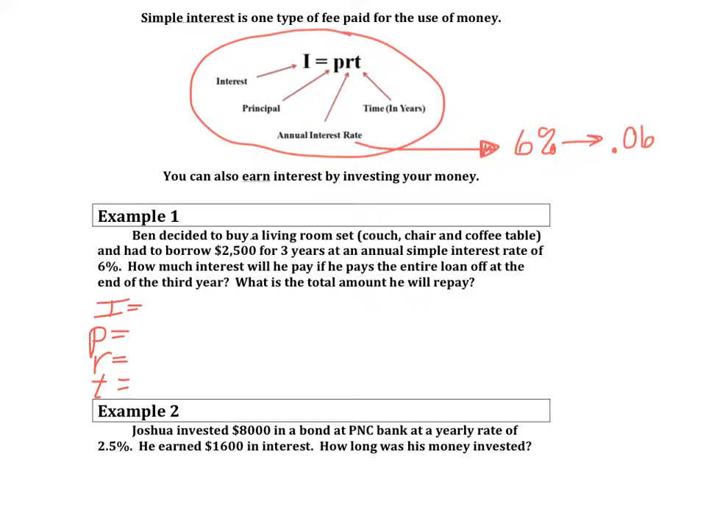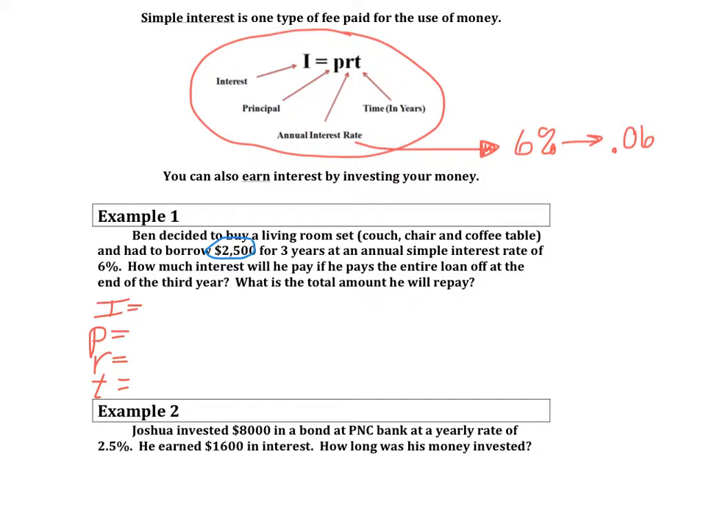So Ben decided to buy a living room set, a couch, chair, and coffee table, and had to borrow $2,500 for 3 years at an annual simple interest rate of 6%. How much interest will he pay if he pays the entire loan off at the end of the third year?